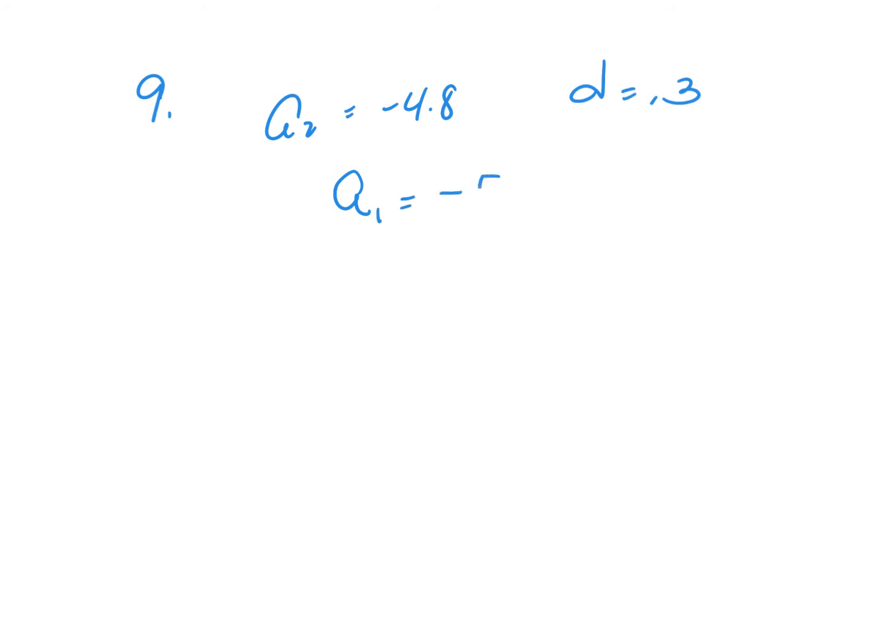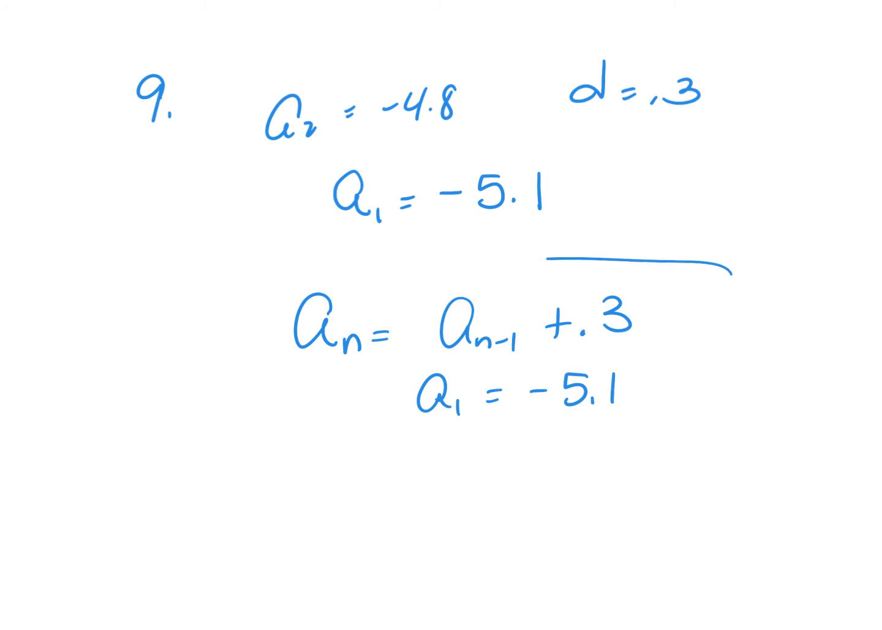You add 0.3 to negative 4.5. No, you subtract it because you're going backwards. A1 is before. You add it to go forward, you subtract it to go backwards. Oh, true. So negative 5.1. So an equals the guy before it plus 0.3, where a1 equals negative 5.1.